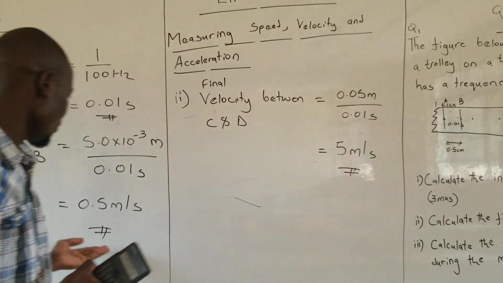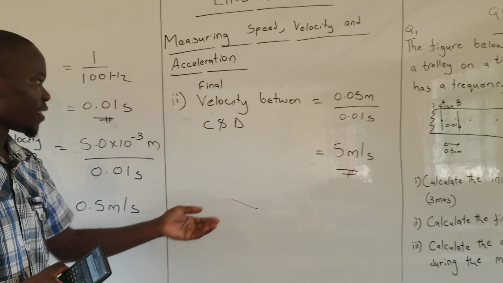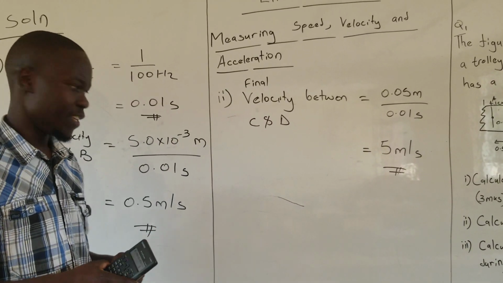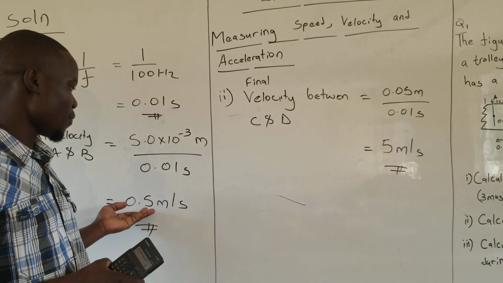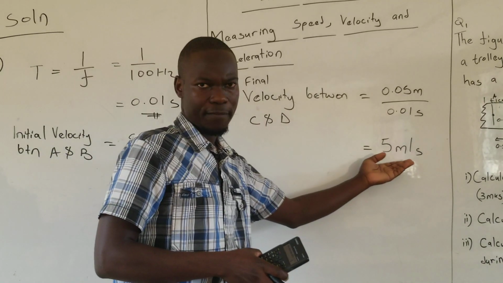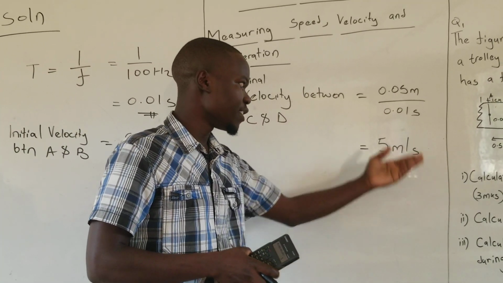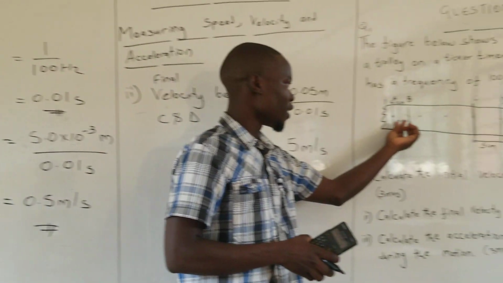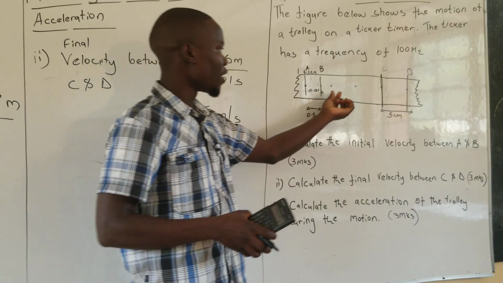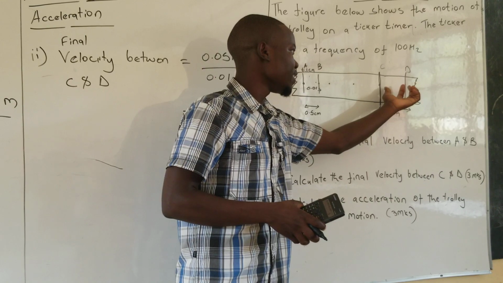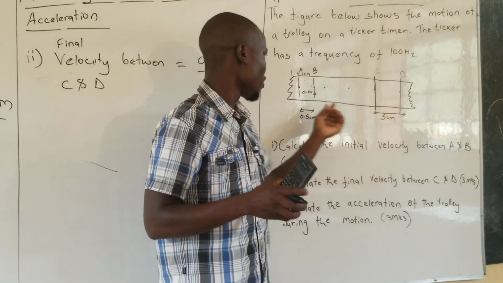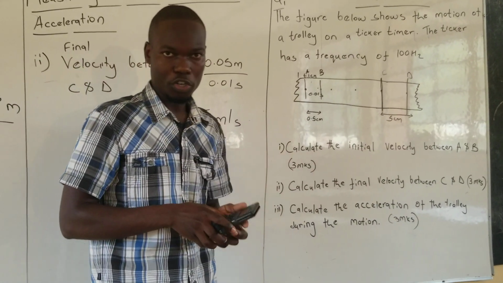So from these two figures here, you'll realize that the velocity here is increasing. Initially the velocity was 0.5, and now it's 5 meters per second. So it's increasing. You can even see the closeness of these dots here, and you can also see the way these ones, C and D, are a little bit apart compared to the first two dots.